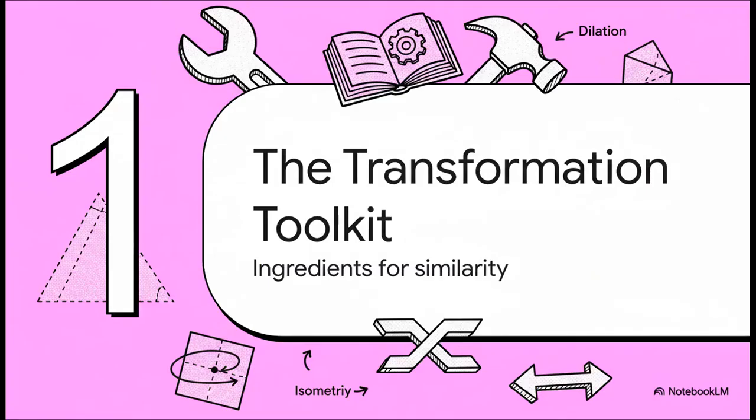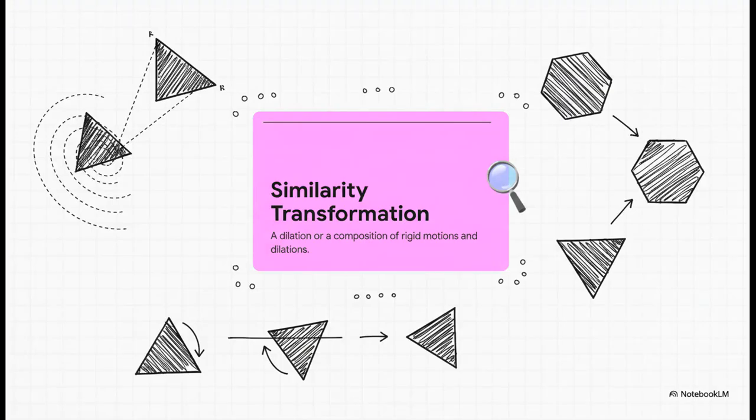All right, so to build that proof, we need to open up our mathematical toolkit. And inside, there are two key types of transformations that are basically the secret ingredients for creating similarity. And here it is, the official definition. A similarity transformation is either just a dilation, that's just a fancy word for resizing, or it's a combination, what we call a composition, of rigid motions and dilations. So any two figures are similar figures if, and only if, you can find one of these transformations that perfectly maps one right on top of the other.